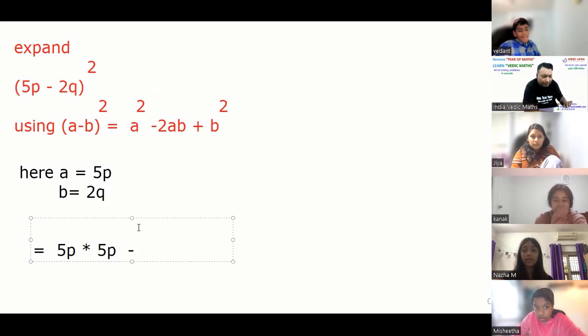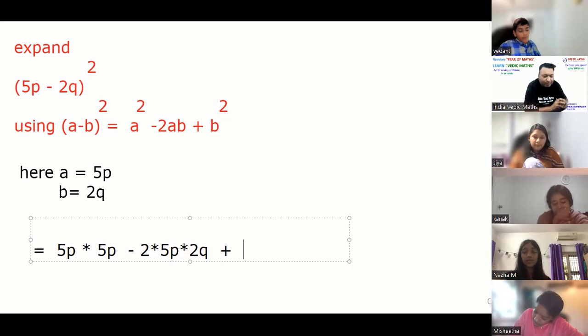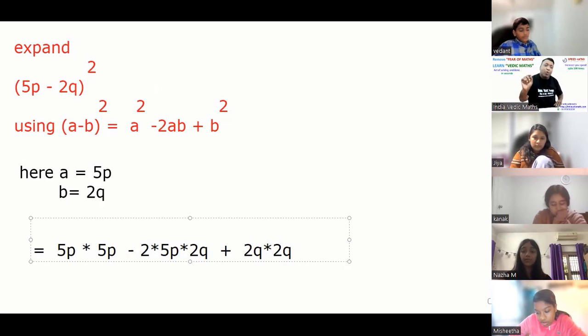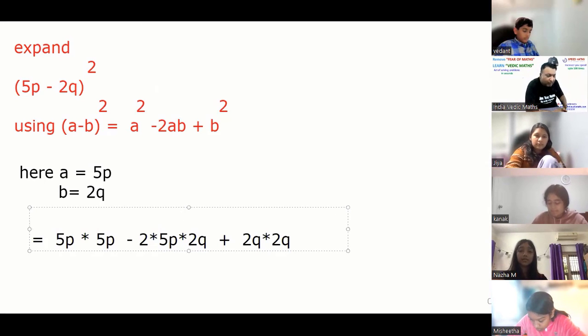What is the second term? Minus 2 times A times B. A is 5p, and B is 2q. Second term is done. Last term: plus B squared, B is 2q, so it is 2q into 2q. So guys, the first time you only write it, don't solve it. We just wrote it, right?